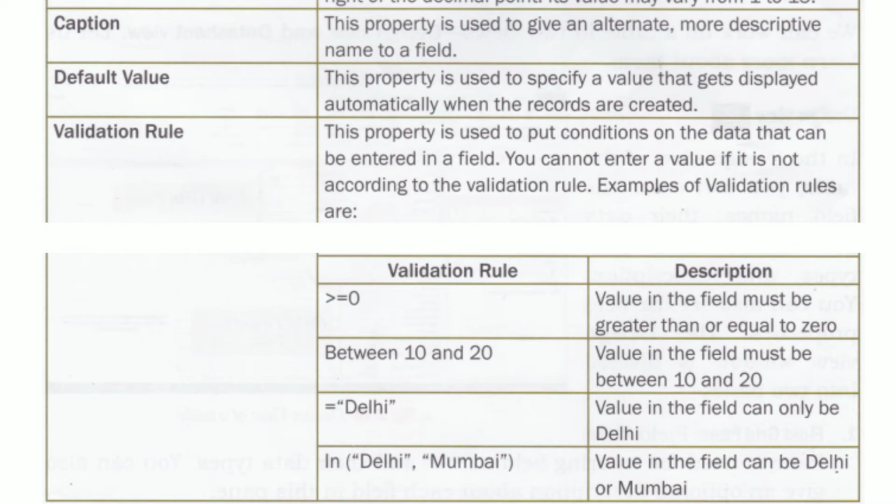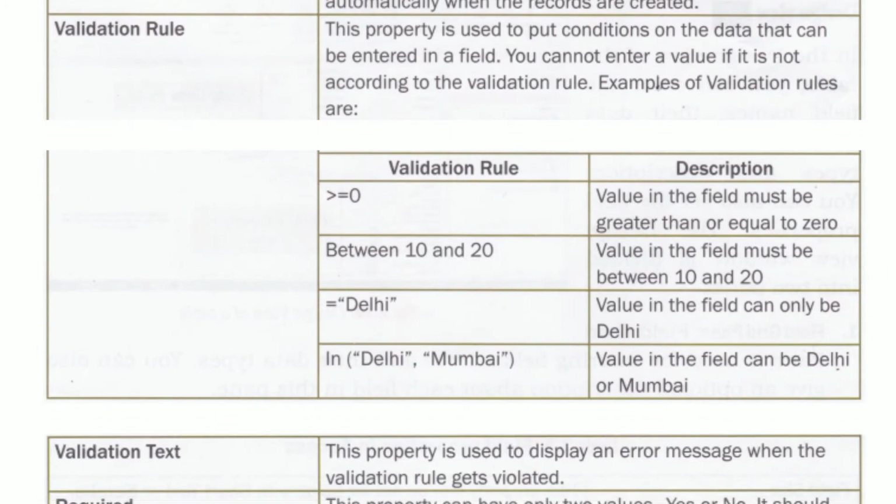The next property is validation rule. As you can see on the screen, it is also the most important property, as the validation rule property is an expression that limits the values that can be entered in the field. It is one of the most important and complex properties of a field. This property is used to put conditions on the data that can be entered in a field. We cannot enter the value if it is not according to the validation rule.